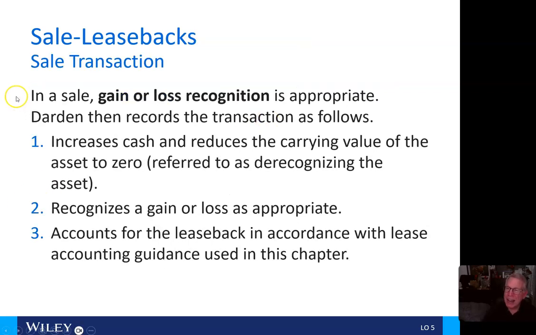Okay, in a sale, gain or loss recognition is appropriate. Darden then records the transaction as follows. 1, increases cash and reduces the carrying value of the asset to 0, referred to as derecognizing the asset. Number 2, recognizes a gain or loss as appropriate. And number 3, accounts for the leaseback in accordance with the lease accounting guidance used in this chapter.